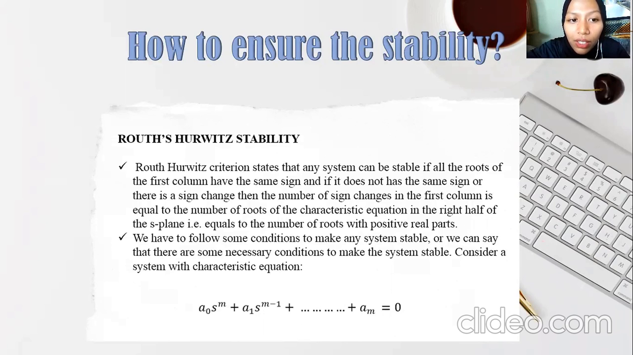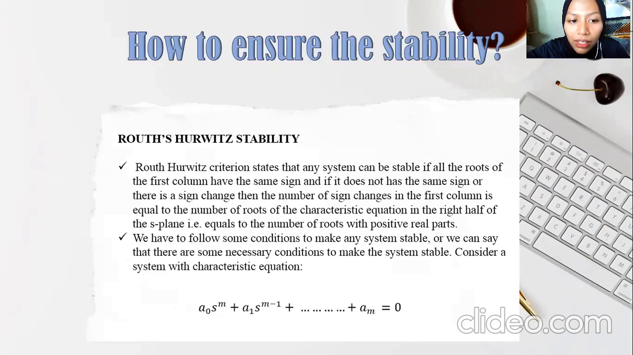First point is Routh-Hurwitz criterion states that any system can be stable if all the roots of the first column have the same sign, and if it does not have the same sign or there is a sign change, then the number of sign change in the first column is equal to the number of roots of the characteristic equation in the right half of the S-plane. For example, equals to the number of roots with positive real parts.